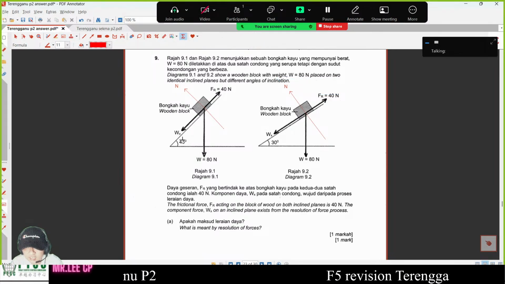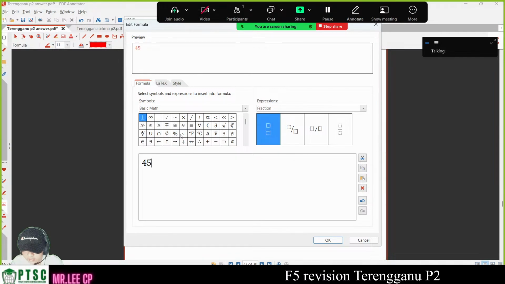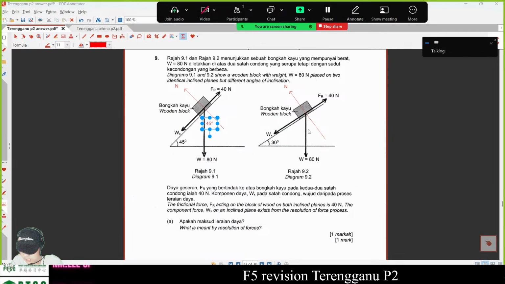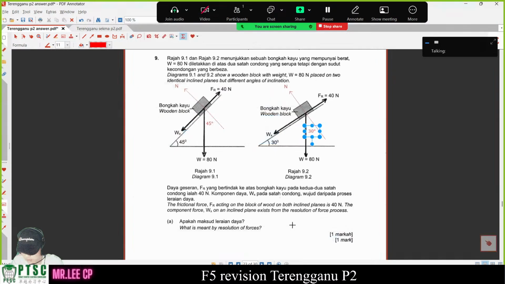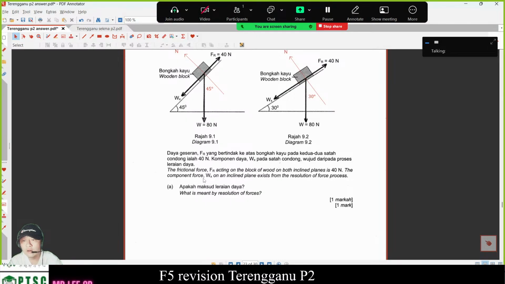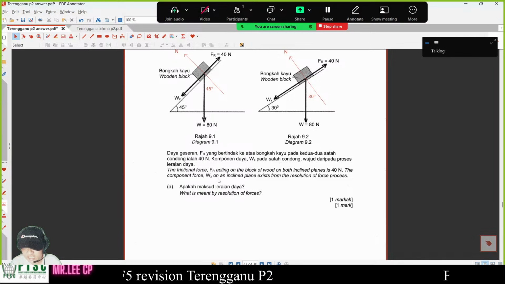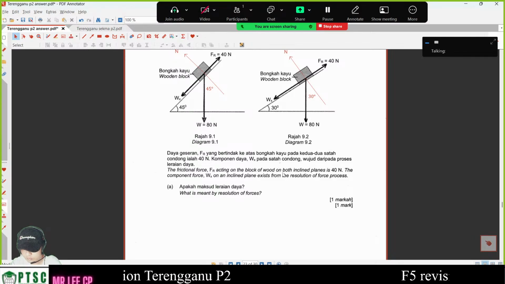Okay, and then what is this angle? This angle is the same as this angle, so this angle will be 45 degrees. How about this angle? This angle will be 30 degrees. All right, this is the information that we have. Now, the frictional force FR is 40, the same frictional force acting on the block of wood on both inclined planes, is 40.